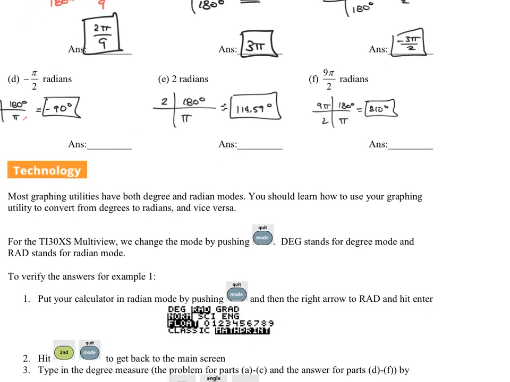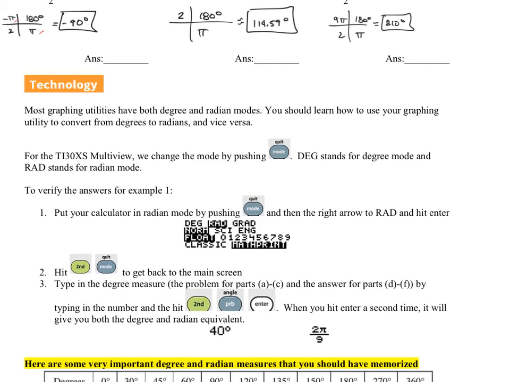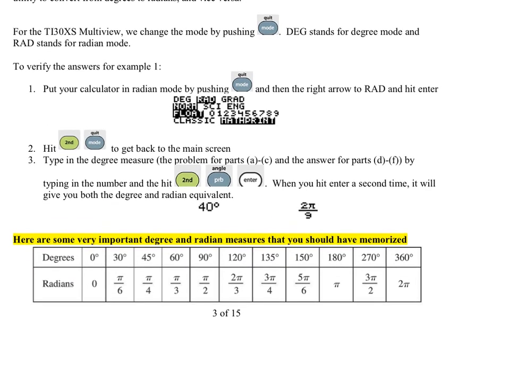Okay. So again, technology. It says most graphing utilities have a degree and radian mode. You should learn how to use your graphing utility to convert from degrees to radians and vice versa. It says for the TI-30XS MultiView, which is the calculator we use in this class, that's the calculator I'm going to teach with this entire time, we change the mode by pushing the mode button. DEG stands for degree mode, and RAD stands for radian mode. So to verify the answers in example 1, I showed you exactly what to do. Make sure you select the mode into radians.